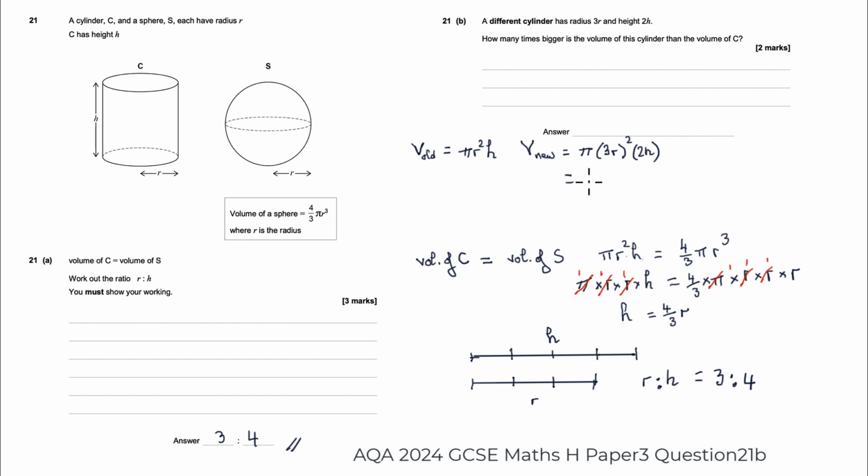Okay, let's see if we can do something with this. Pi times, now 3r times 3r would be 9r squared. And we have 2h. Now 9 times 2 is 18. Pi r squared h. And what do we know about pi r squared h? Well, that's just the volume of the old cylinder. So we've got 18 times the volume of the old cylinder. How many times bigger is the volume of this new cylinder compared to the volume of the old cylinder? Well, the volume of the new cylinder is 18 times the volume of the old cylinder. So the answer is 18 times.